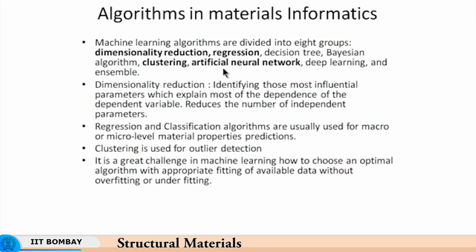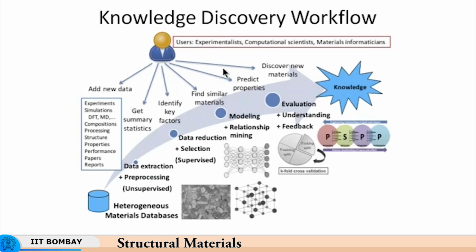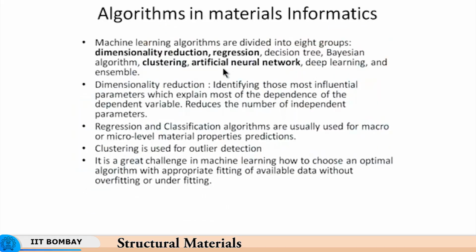Now typically in materials informatics our algorithms are machine learning algorithms, but there are 4 main algorithms, namely dimensionality reduction, meaning the number of parameters being reduced, what we saw here. Data reduction is essentially dimensionality reduction, then regression, clustering and artificial neural network. So these are the 4 major algorithms of machine learning. Deep learning is also one more algorithm which would be used for materials informatics.